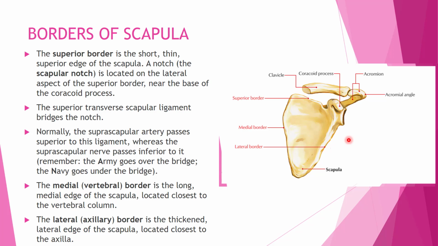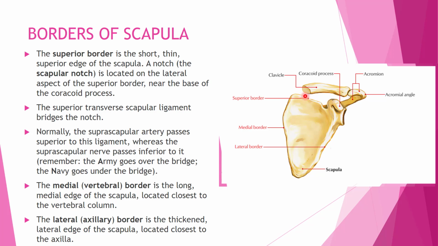Now we will describe each and every border, angle and surface one by one. First of all, the borders of the scapula. See here in this diagram, this is the superior border of the scapula, and this one which is smooth is the medial border, and another one which is thick also and has many processes and the cavity, that is the lateral border of the scapula.